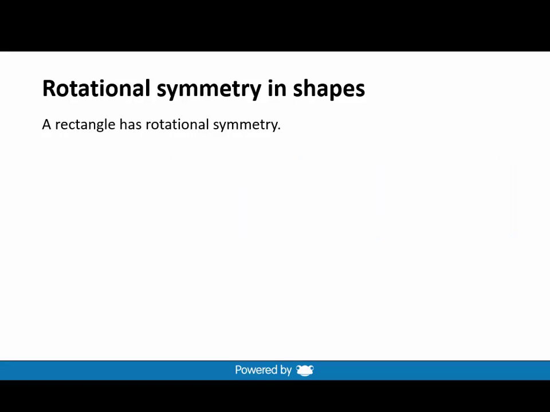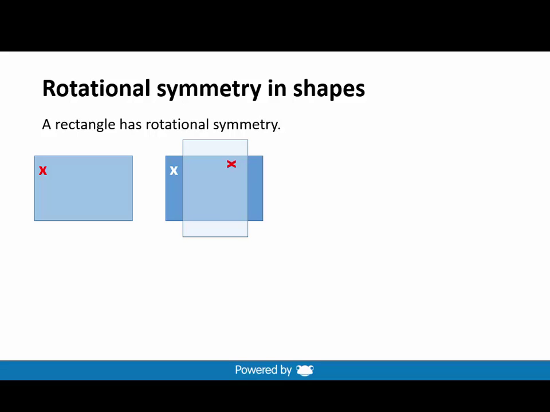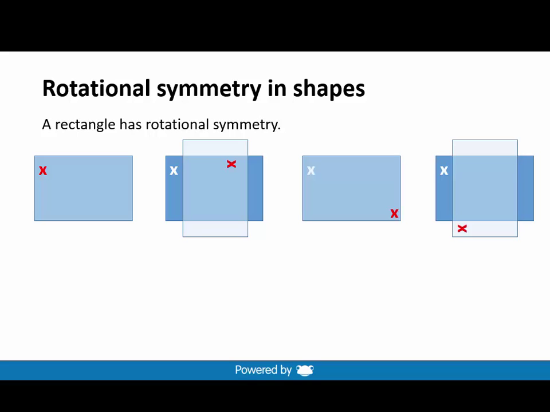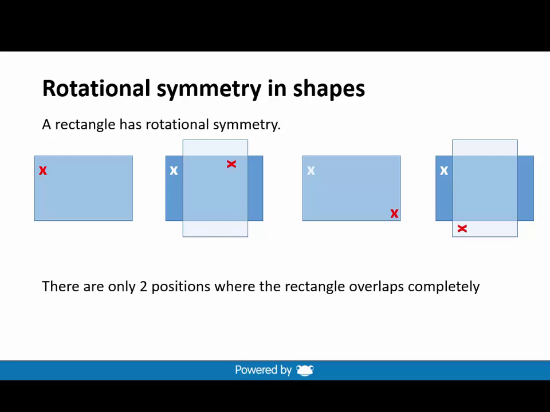If we look at a rectangle, it also has rotational symmetry. So I've got a rectangle and one overlaid. If I rotate 90 degrees this time, you can see that they don't overlap. Another 90 degrees, they overlap again. And then the final 90 degrees, they're not overlapping again. There are only 2 positions where the rectangle overlaps completely. So it has a rotational symmetry of order 2.